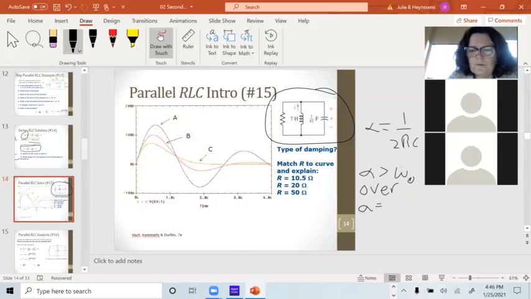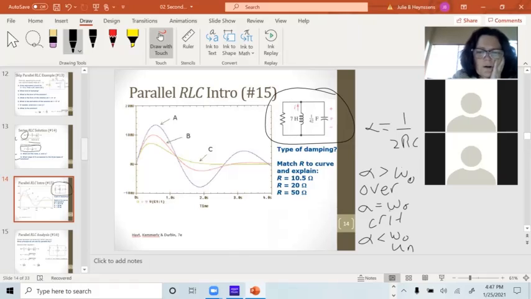Alpha equals omega naught, we're critically damped. And alpha less than omega naught, we are underdamped. So if R is increasing, alpha is decreasing. And if alpha is decreasing, I'm getting more towards underdamping.